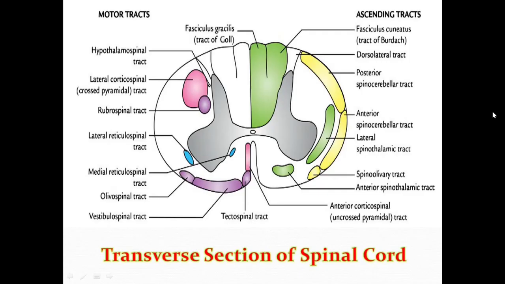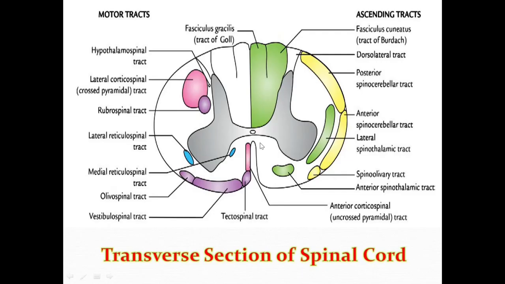Today's session we will be learning about all the cut sections: spinal cord, the brainstem, the medulla oblongata, pons, and the midbrain. As we already studied in the past videos about the external features of the midbrain, pons, medulla, and the spinal cord, in this session we will cover the internal features.